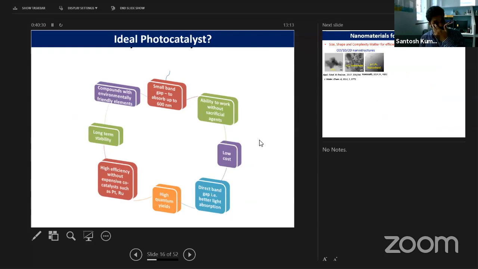So looking at these factors and the important criteria for selection, what does an ideal photocatalyst look like? It has to have a small band gap to absorb the visible light, and be made of environmentally friendly compounds or elements, with an ability to work without a sacrificial agent. That's something I will discuss later on: what is the role of a sacrificial agent in applications like water splitting or CO2 reduction.